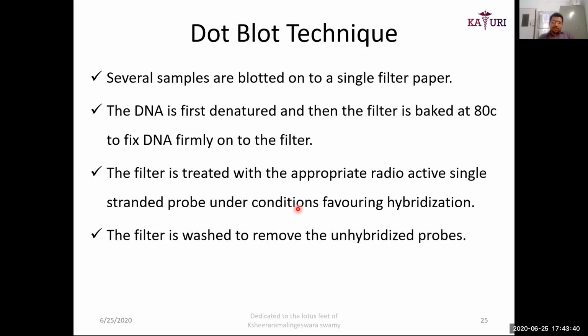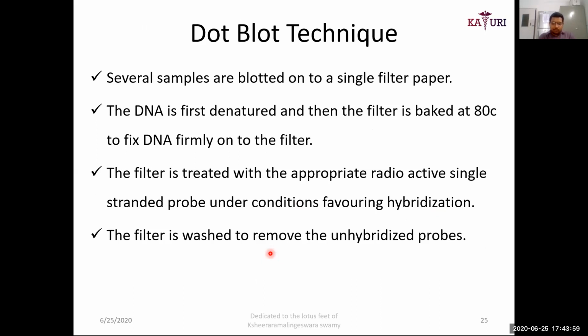The DNA is denatured and the filter is baked as we do in the blotting technique, and then it is treated with the radioactive single-stranded probe under conditions favoring hybridization. The filter is washed to remove the unhybridized probes.